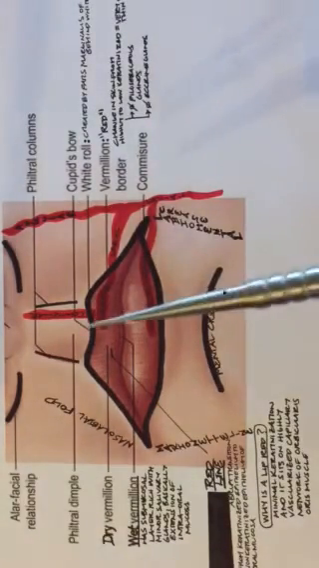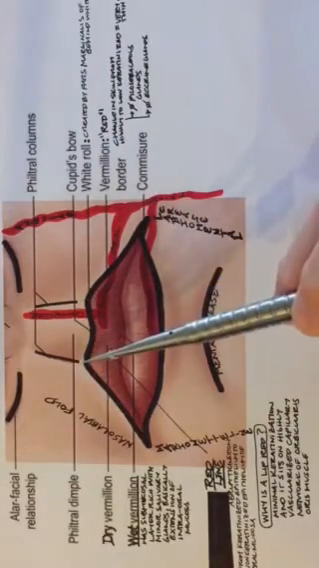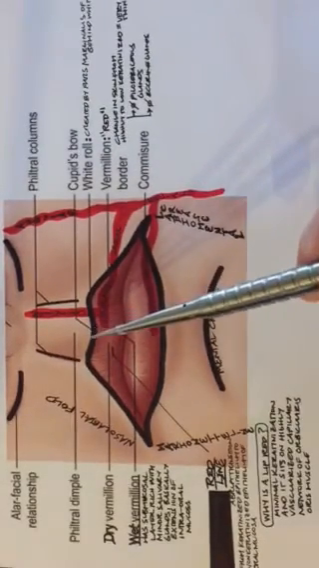Some other important structures, here's Cupid's bow. Here are the peaks, one peak and two peaks. This is the nadir, or the lower part, the trough.